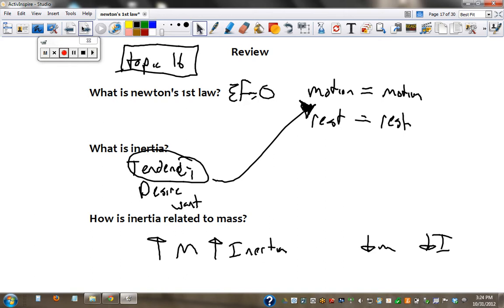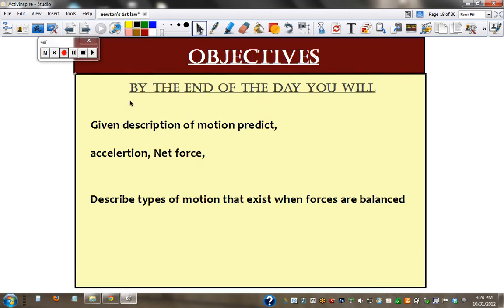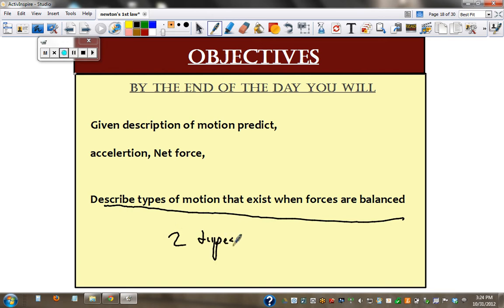And on to today's lesson. Given the description of motion, be able to predict the acceleration and net force, describe the types of motion that exist when forces are balanced, and two types of equilibriums.